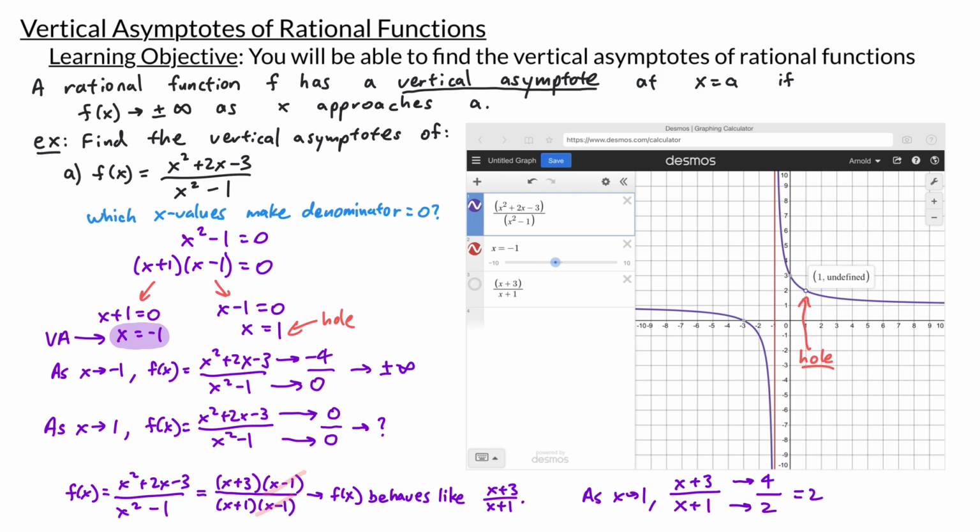From our example here, we see that when we're trying to decide the vertical asymptotes for a rational function, what we want to do is factor both the numerator and denominator and cancel out any common factors. That way we can tell when the denominator goes to 0 without making the numerator go to 0 as well. Let's look at a couple more examples.